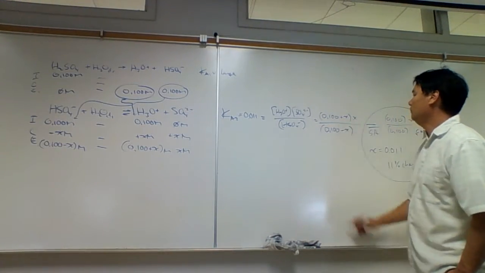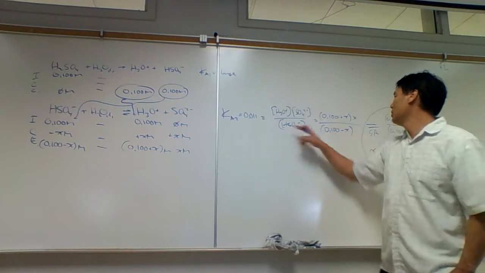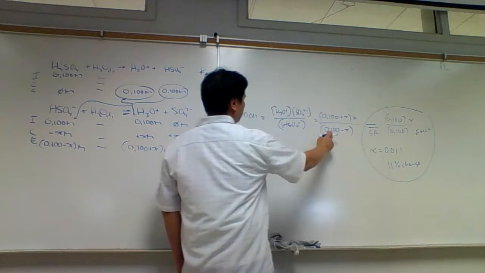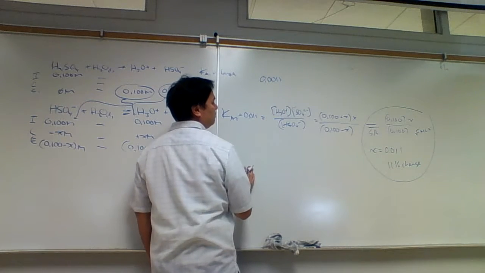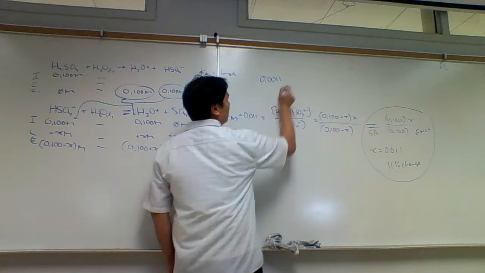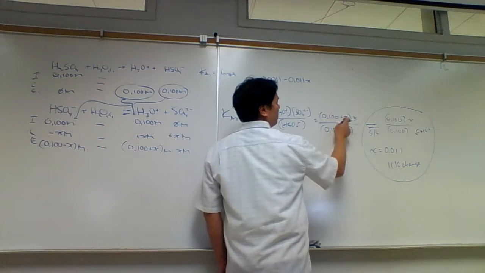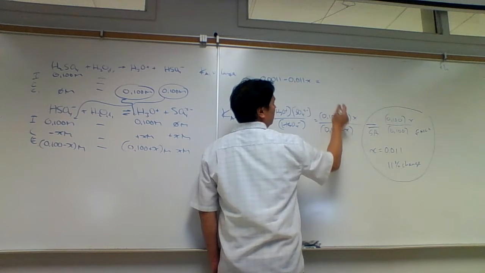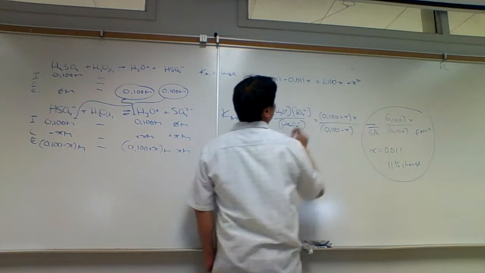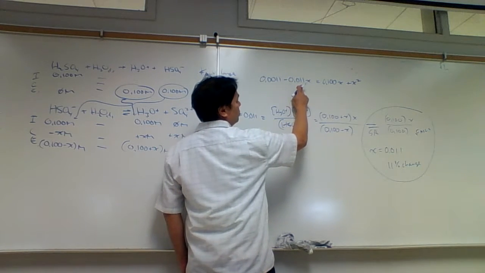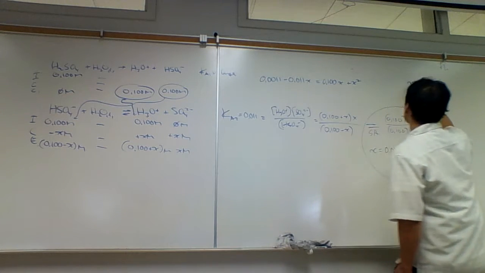So getting this into quadratic form, I'm going to multiply this binomial by 0.011. And so 0.1 times 0.011 gives us 0.0011. And then minus X times 0.011 gives us minus 0.011X. And then I'm going to multiply this X through here. So this is going to equal 0.100X plus X squared. And then I'm going to add 0.011 to both sides, and then subtract this from both sides to get it into quadratic form.